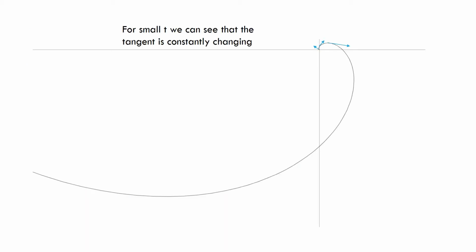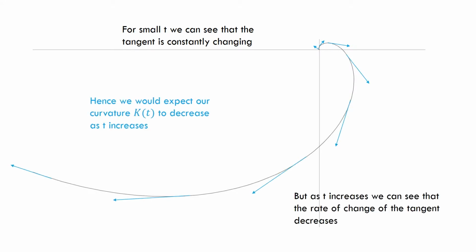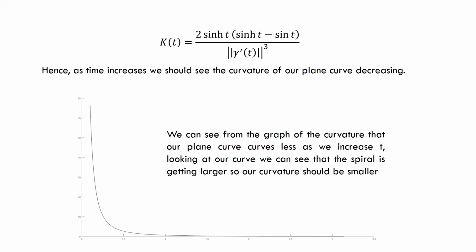Looking at our curve, we can say that for small t, the tangent is constantly changing, i.e. the tangent has a higher rate of change. But as t increases, we can see that the rate of change of the tangent gets less and less. Therefore, we would expect the curvature to become smaller as t gets larger. Given our expression for the curvature, we would expect as time gets larger, the magnitude of our curvature to become smaller.